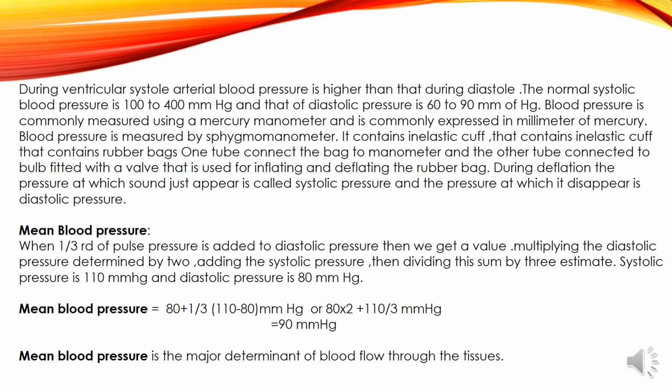The normal systolic blood pressure is 100 to 140 mmHg, and that of diastolic pressure is 60 to 90 mmHg. Blood pressure is commonly measured using a mercury manometer, and it is expressed in millimeters of mercury. The blood pressure is measured by a sphygmomanometer, and it contains an inelastic cuff that contains rubber bags. One tube is connected to the manometer, the other tube is connected to a bulb fitted with a valve that is used for deflating the rubber bag. You have seen doctors wrap up your arm and then press that bulb.